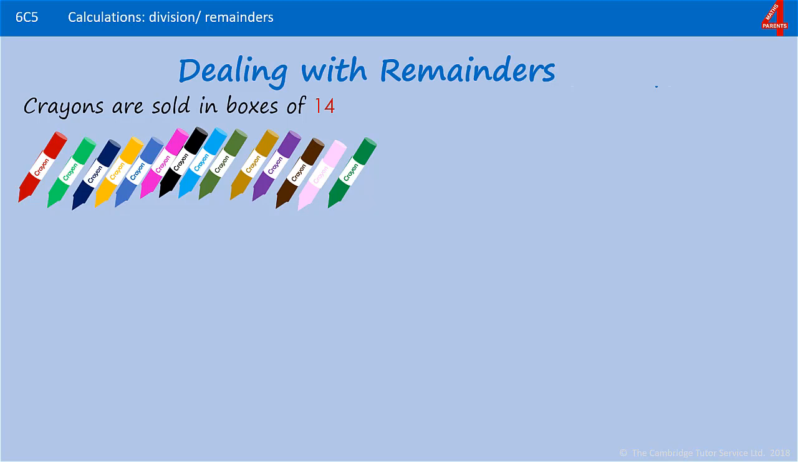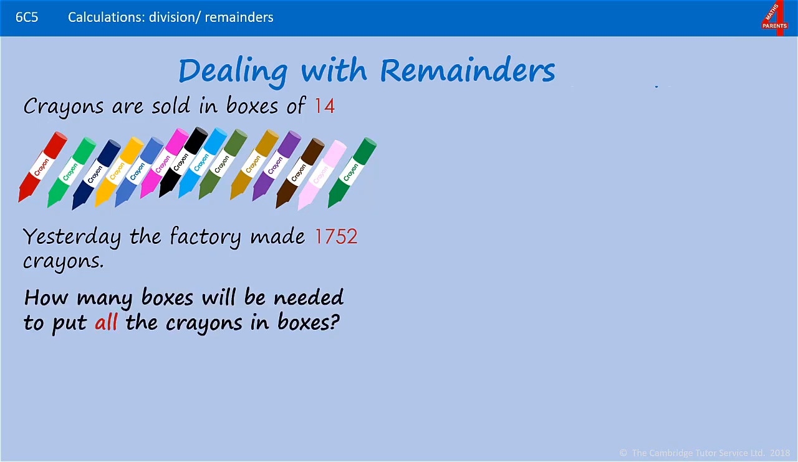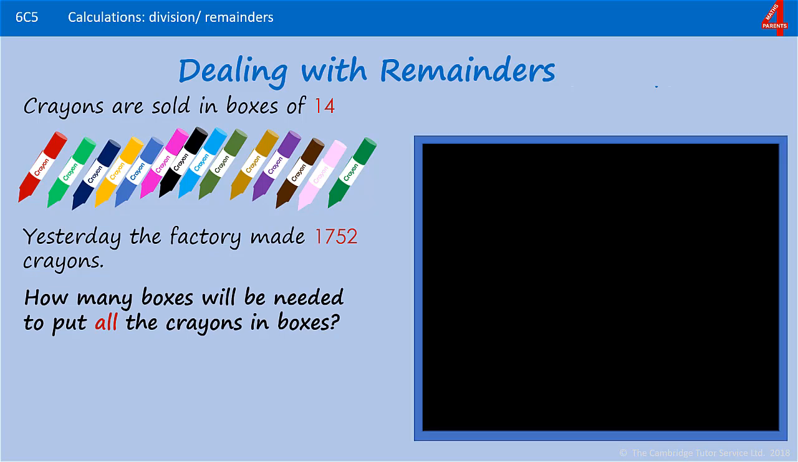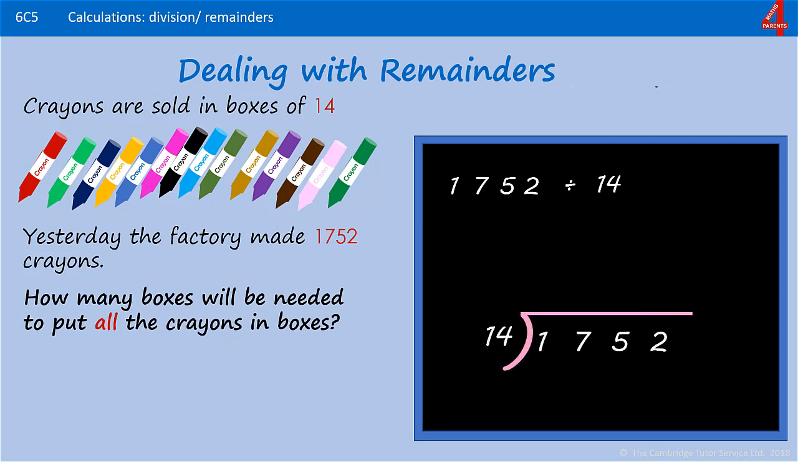Crayons are sold in boxes of 14. Yesterday the factory made 1,752 crayons. How many boxes will be needed to put all the crayons in boxes? So slightly different way of asking the question. The method is exactly the same. 1,752 divided by 14 using the short division method.